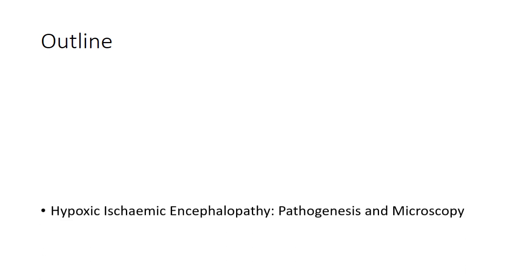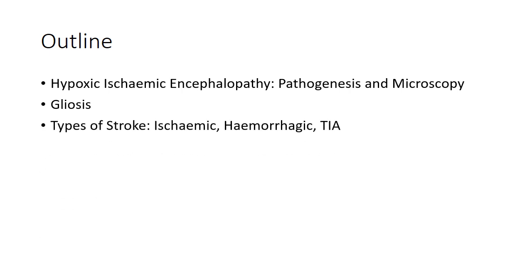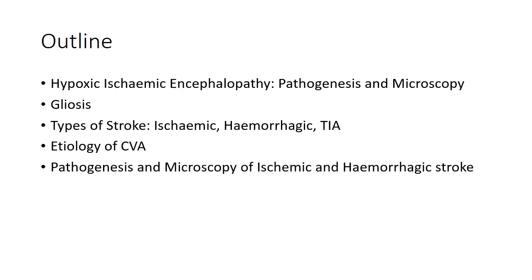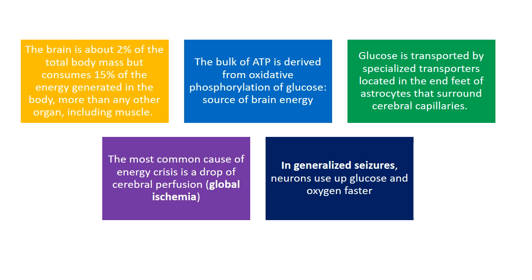We plan to discuss hypoxic ischemic encephalopathy, its pathogenesis and microscopy, gliosis and how it is different from glioma, types of stroke, that is ischemic, hemorrhagic and transient ischemic attack, etiology of stroke or cerebrovascular accident, pathogenesis and microscopy of ischemic and hemorrhagic stroke, a special mention about COVID-19 or SARS-CoV-2 associated ischemic stroke, and the key takeaways. So without much ado, let's start.